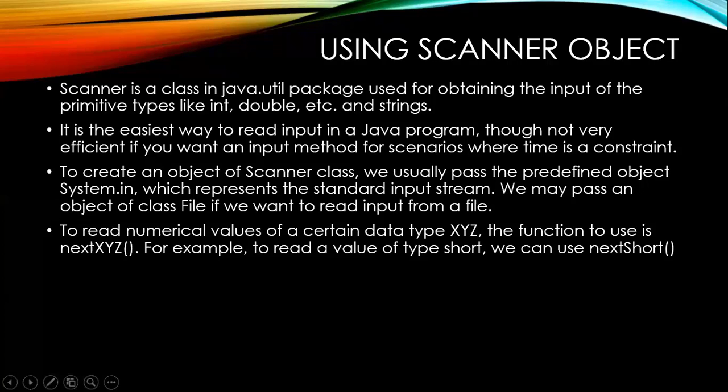If you are using object.nextShort, the return type of this method will be short itself. If you are writing object.nextInt, the return type of that method will be int itself. If you are writing object.nextDouble, the return type of that method will be double itself.